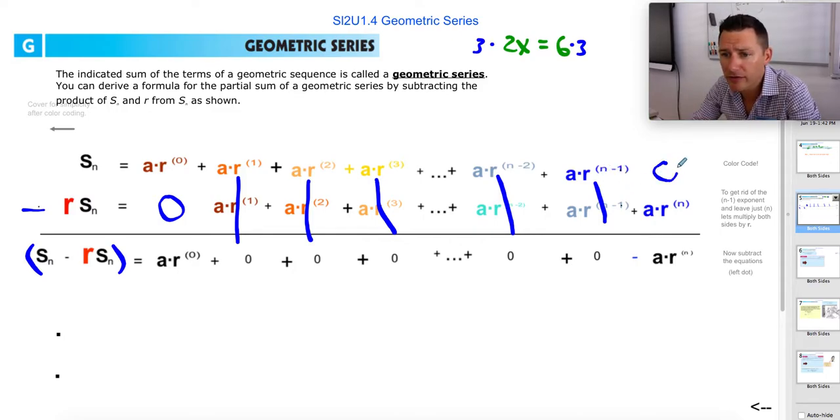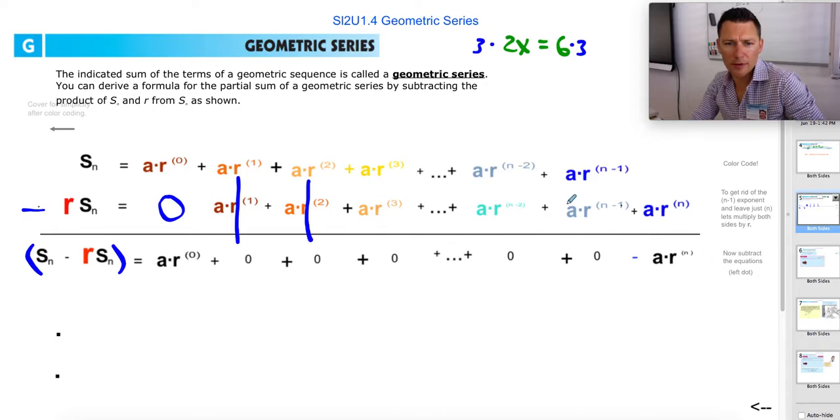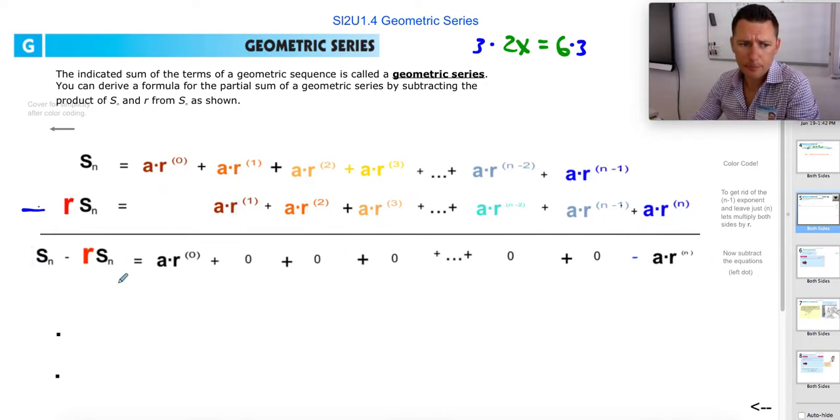And then also you have this 0 here, and when you subtract that, this piece gives you negative a times r to the n, right? So if you subtract these pieces, you end up with another true equation that basically says this. This is a, right, minus a times r to the n.